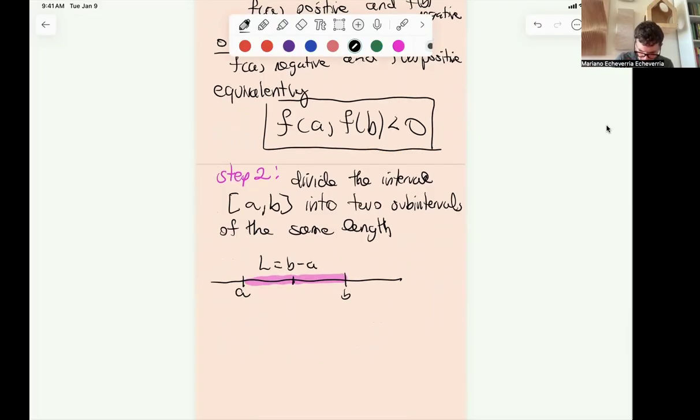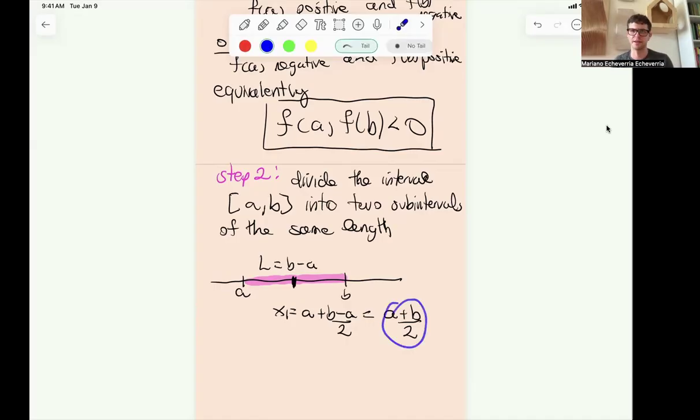So the midpoint, let's call this midpoint x1, is going to be a plus (b minus a) over 2. Okay. You just add half the distance, right? That makes sense. You can also work it out and write it as (a plus b) over 2. It looks a little bit more symmetric, so it's nicer as a formula to have it this way.